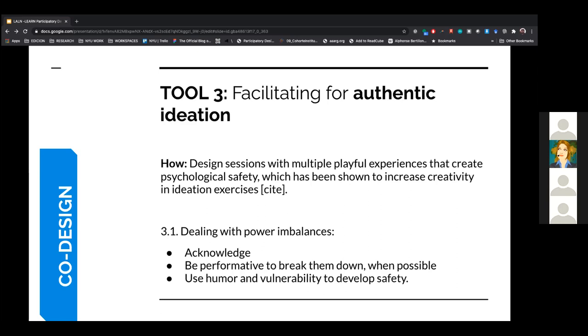If you have breaks within your sessions, use those spaces to socialize and share stories of times when you as a facilitator had something a little bit embarrassing, something that can make people laugh but also lowers your guard before your users. All those things are very powerful, just relaxing people.